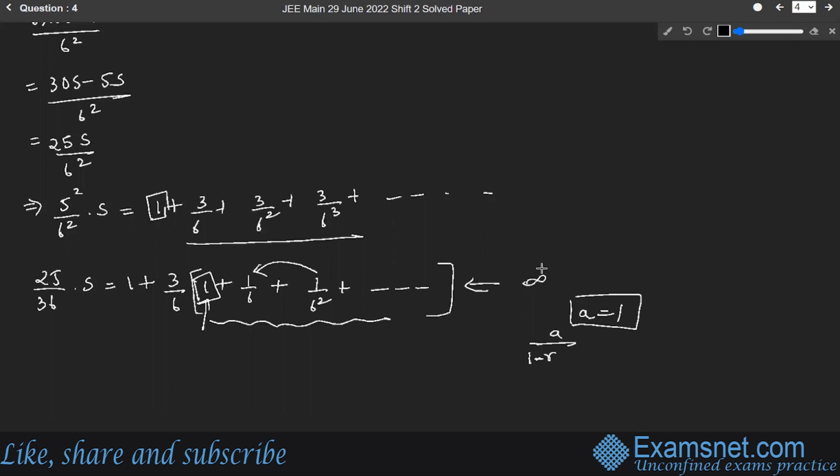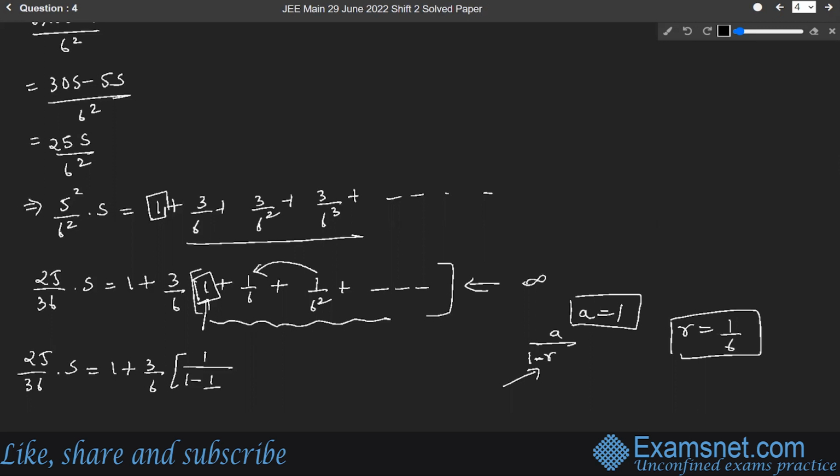So the common difference is 1 by 6. So r is 1 by 6. Okay, so we have to use this formula which is a upon 1 minus r. So the left hand side will be 25 upon 36 into s is equal to 1 plus 3 by 6 into, now in the place of this given GP, we have to write a upon 1 minus r. What is a? 1 upon 1 minus r. What is r? 1 by 6.